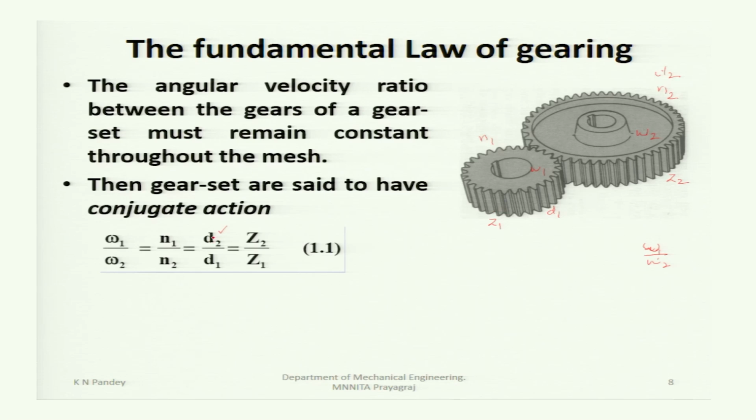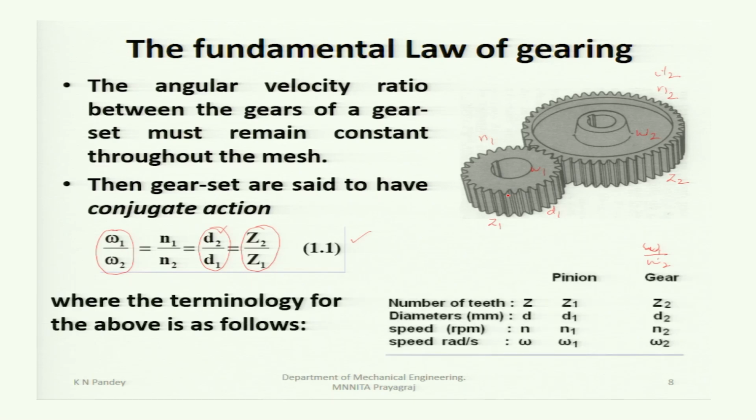Now, d2 and d1 are a fixed quantity once you have selected a gear, and so this is a fixed ratio, fixed value. This is also a fixed value, and so omega 1 divided by omega 2 will be a fixed quantity. So, if this is satisfied, then we will say that the gear tooth is following, or satisfying, the fundamental law of gearing, and there is a conjugate action.